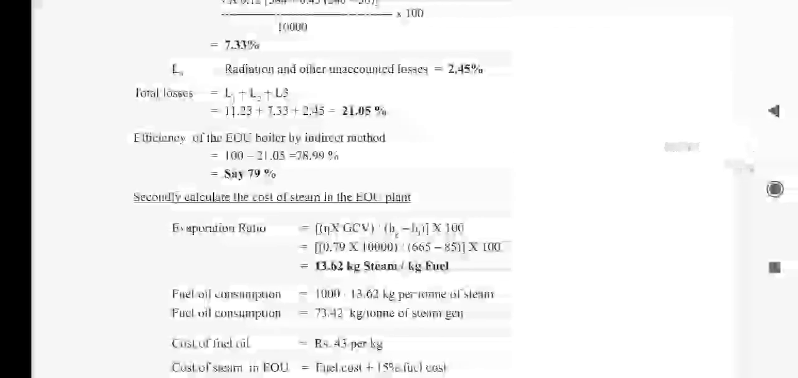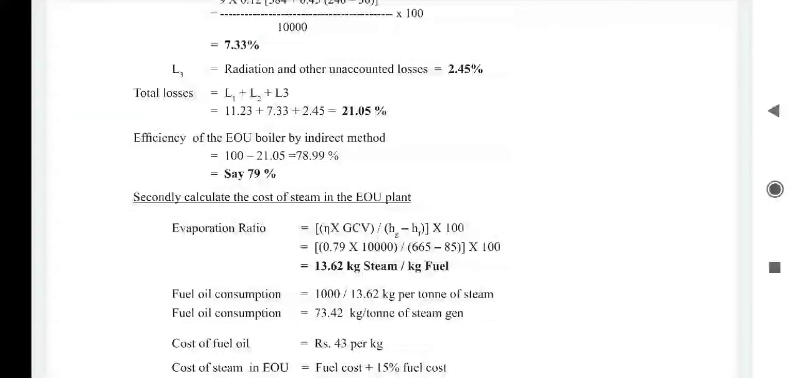Then secondly, calculate the cost of steam in the export-oriented plant. We calculate the evaporation ratio. The evaporation ratio is the amount of steam generated divided by the amount of fuel consumed. The formula is efficiency of the boiler times gross calorific value divided by Hg minus Hf, times 100. Therefore, we get 13.67, which is the inverse of the boiler efficiency through direct method. Then we get 13.62 kg of steam per kg of fuel.